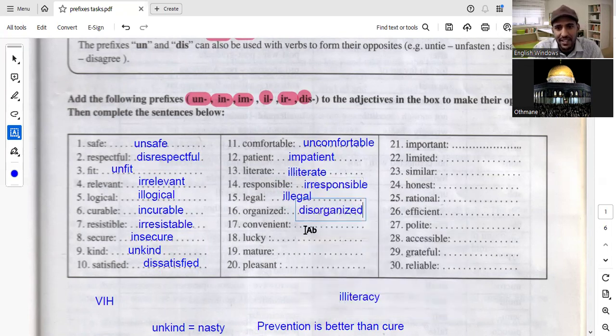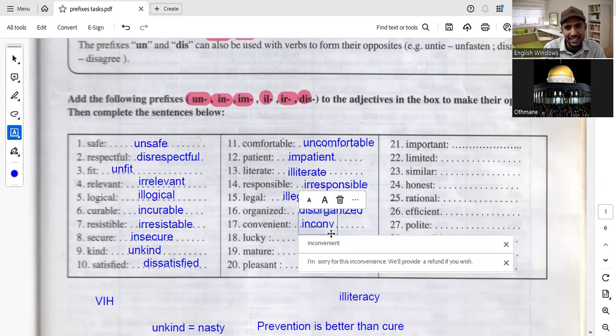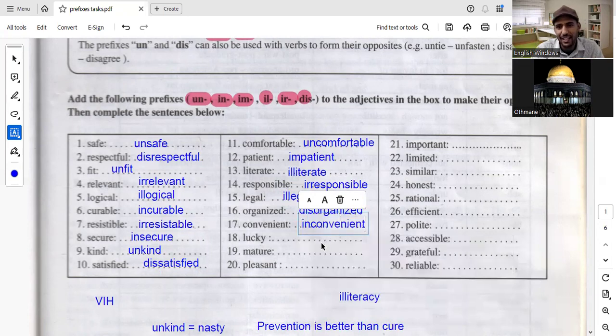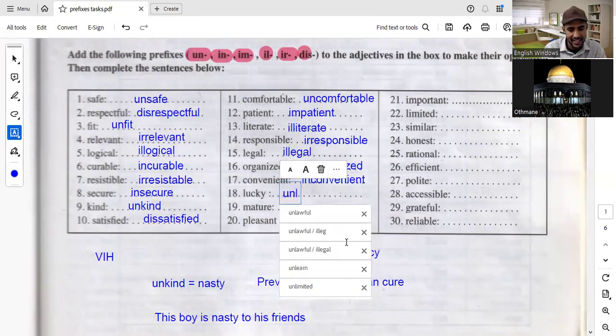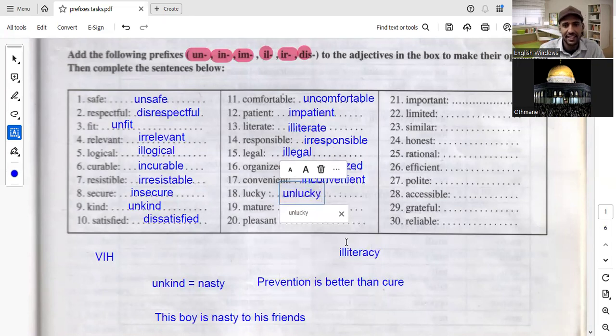Yes, disorganized. Convenience, inconvenient. Inconvenience, great. Okay, so that's it. Lucky, unlucky. Unlucky, very good. Unlucky means not fortunate, great.